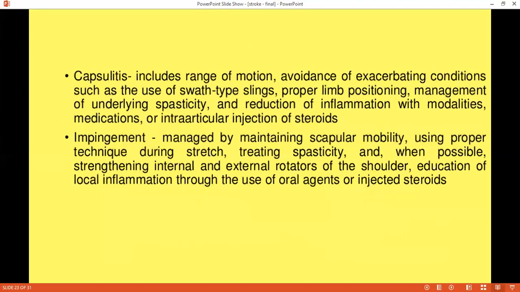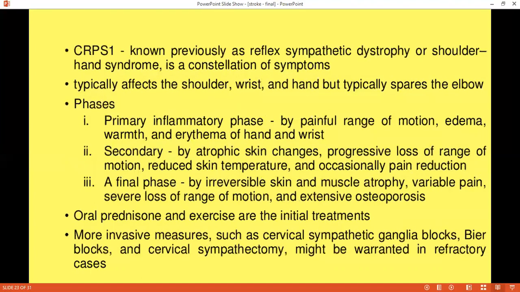The next, capsulitis. Post-stroke, the victim develops some kind of reduced range of motion. Then they develop spasticity, and an impingement problem also. Then CRPS type 1, reflex sympathetic dystrophy, a constellation of symptoms: primary inflammatory phase, secondary phase, and final phase. This syndrome we divide into primary, secondary, and final phases.